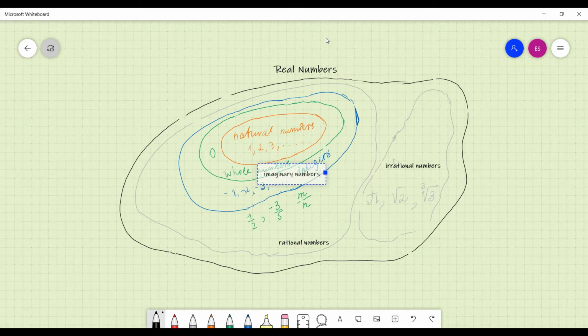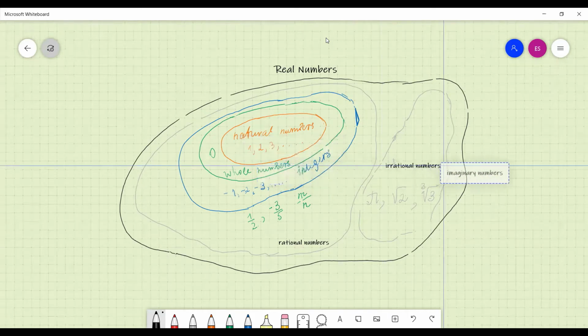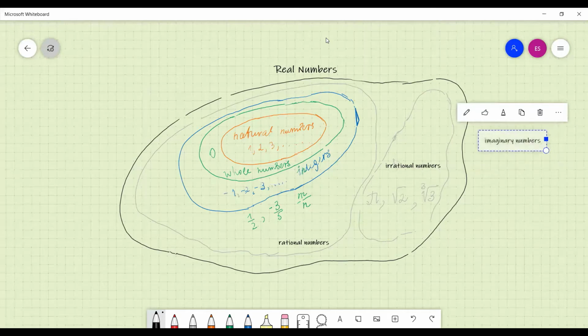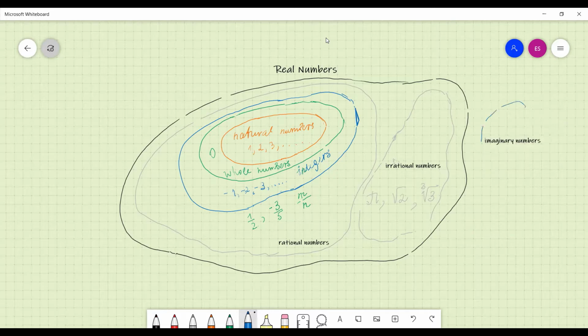Let me move it, imaginary numbers. If we add an additional set of imaginary numbers, let me make it blue, for example. What are imaginary numbers? They are real numbers, but they are multiplied by the imaginary unit. I'm going to multiply the b, and b is a real number.